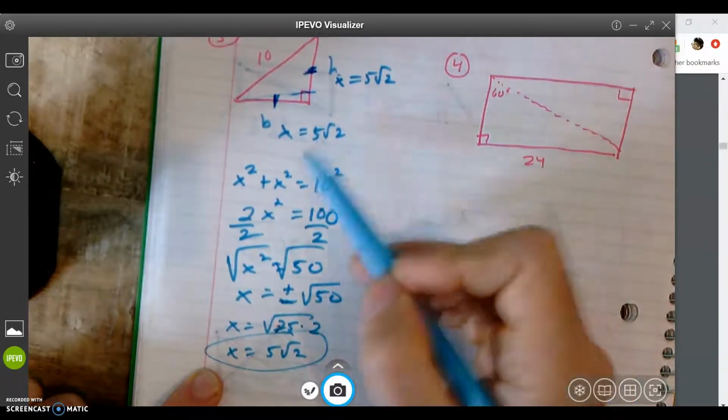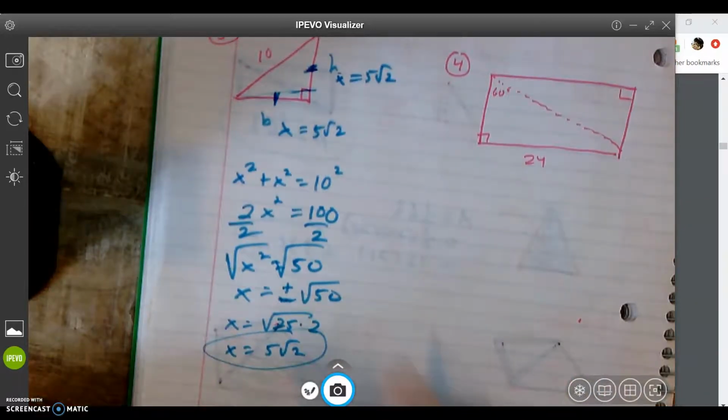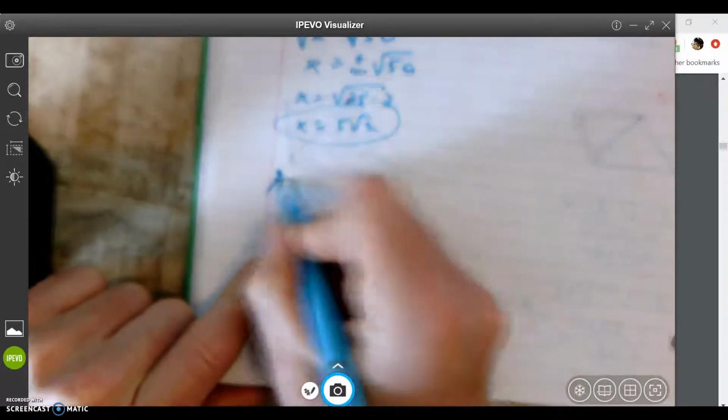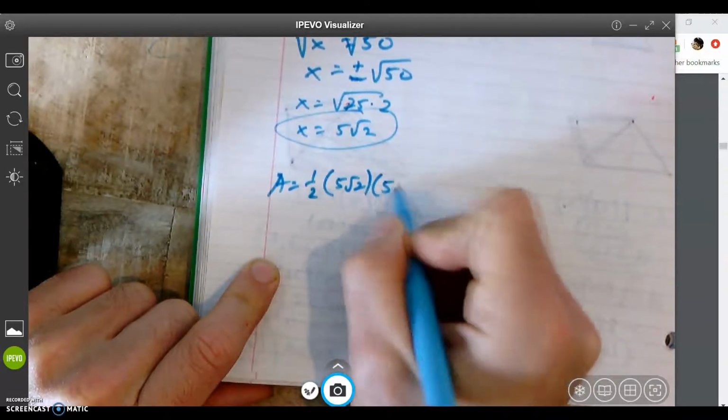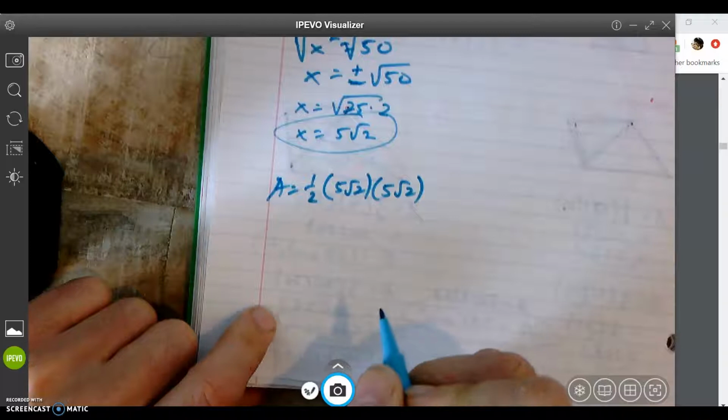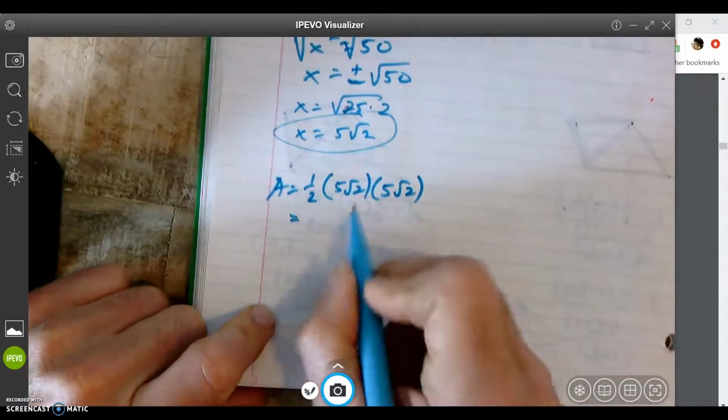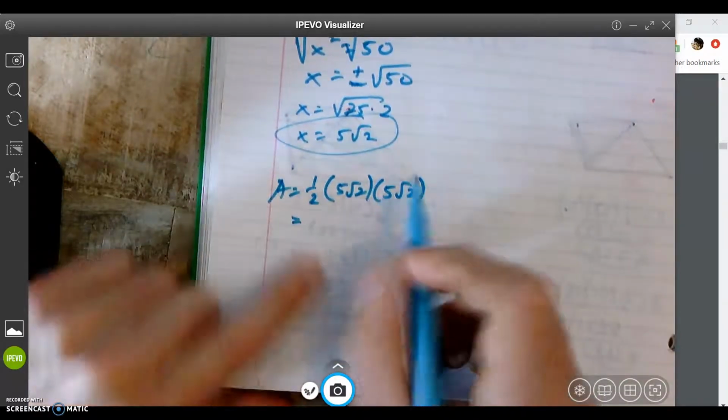All right. So now it's time to work the magic. So area equals 1/2 the base times the height. The base and the height are the same thing. Okay. So let's multiply these 2 together. I think we can do this whole thing in our head.